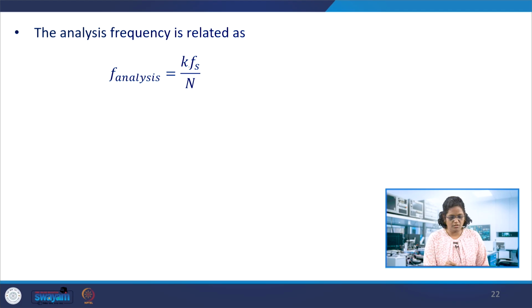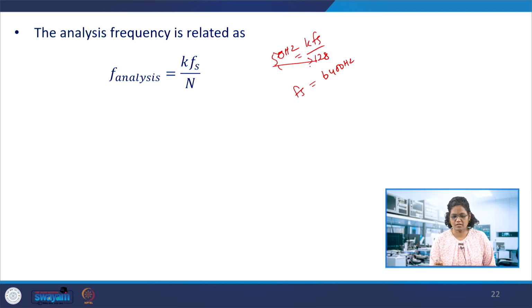For the analysis frequency, that is k into fs by n. Suppose we take 50 hertz as the fundamental, k is the bin index, fs is the sampling frequency, and n is, suppose, 128. So for the fundamental, k equal to 1, fs should be 50 into 128, which is 6400 hertz. If you increase k to 2, then it should be 100 hertz, and fs should be 100 into 128. So this relation needs to be maintained when we sample. So we can get the analysis frequencies. K is the bin index or the harmonic number here.